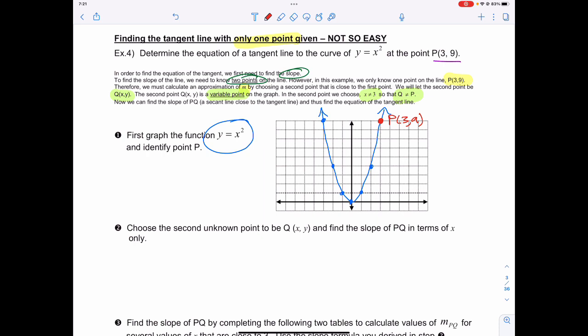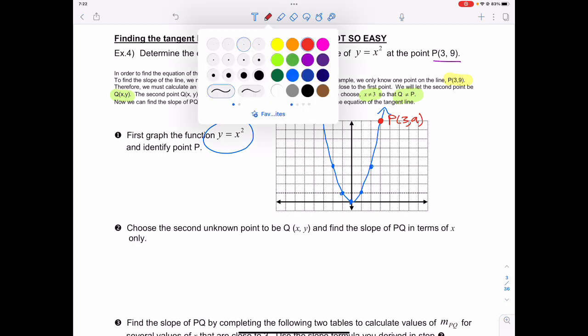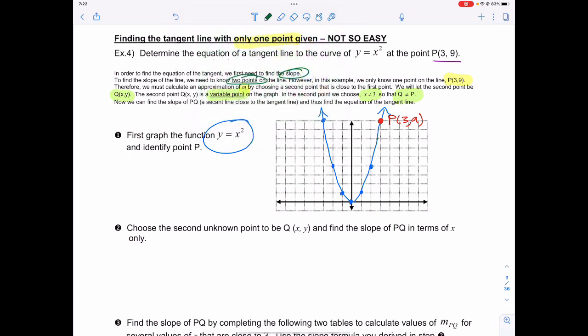Then we can choose a second point. Anywhere along the graph is going to be a second point that we call x and y, which means that I could say that I'm going to use this as a point x and y. I could say that I can use this as a point x and y. Literally any point along this curve is a point x and y, where if I picked a point and connected the lines, I could use that as a secant.